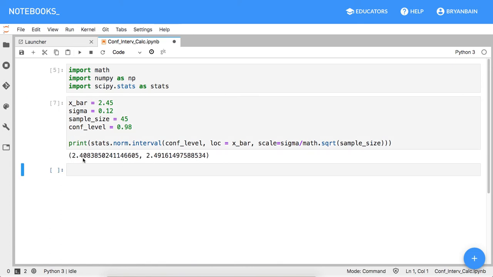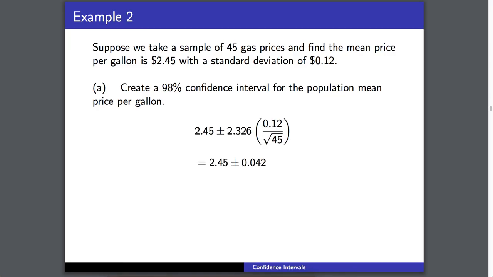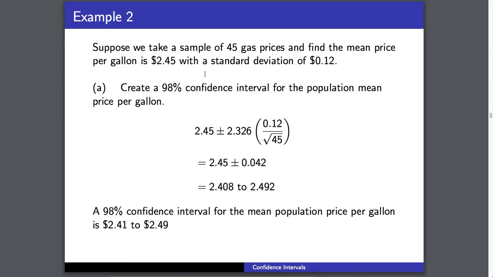So we got about $2.41, rounding this up, to $2.49. I'm just going to go through these real quick. So the 98% confidence interval for the mean population price per gallon is between $2.41 and $2.49.